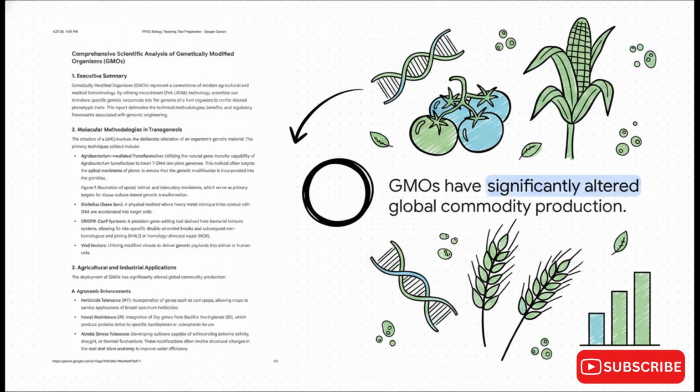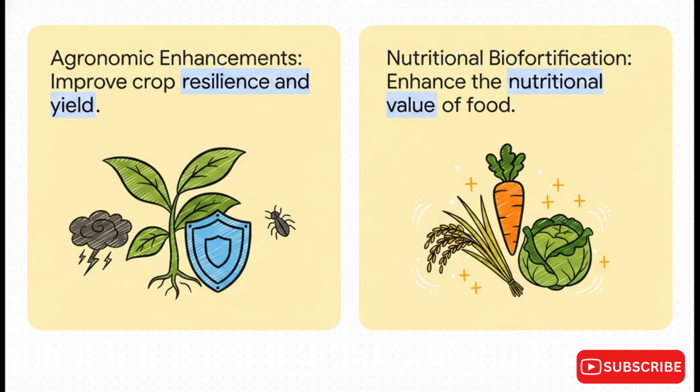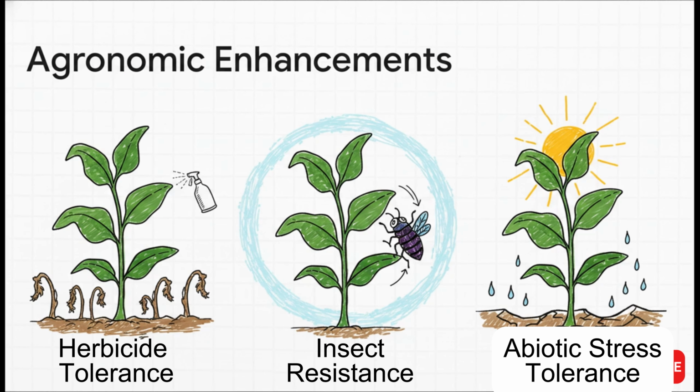When we look at agriculture, the goals of creating GMOs tend to fall into two main categories. The first is about helping the crop itself, making it stronger, more resilient, and able to produce more food. The second category is about improving the food's quality, enhancing it to make it more nutritious for the people who eat it. Let's look at a few examples of making crops stronger.